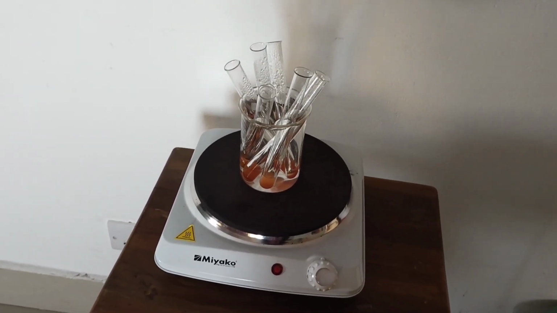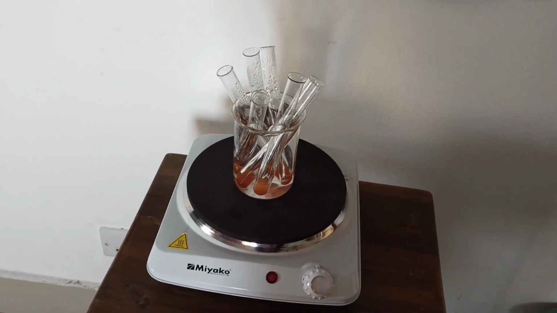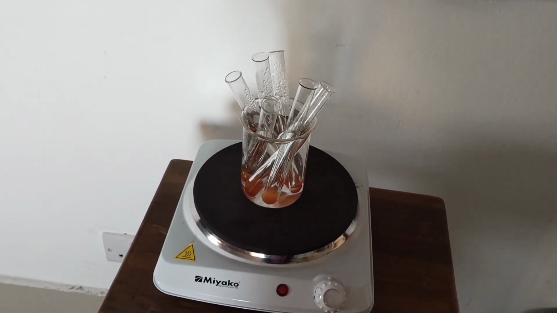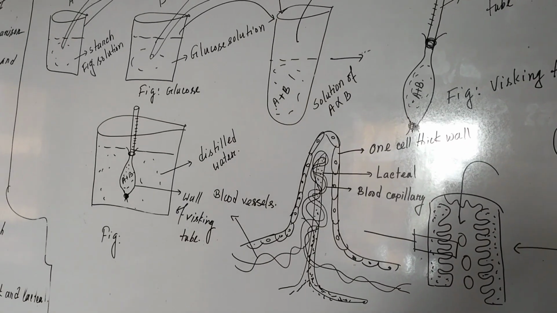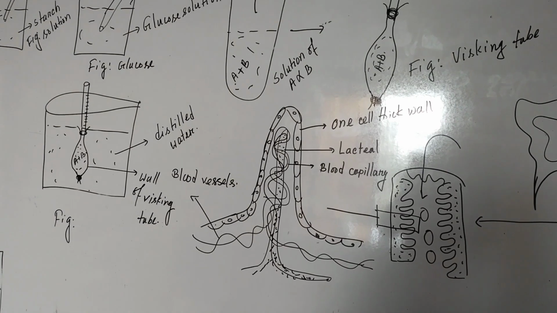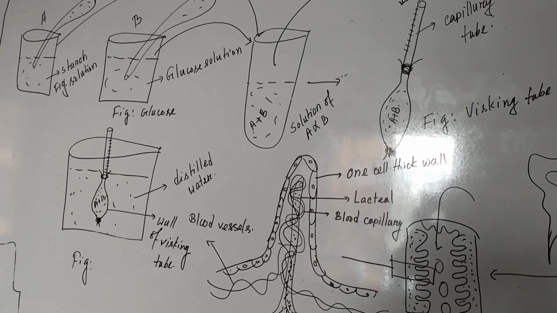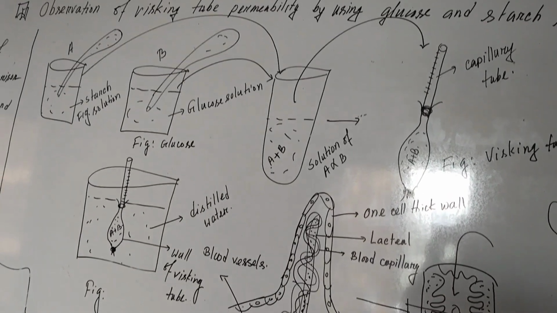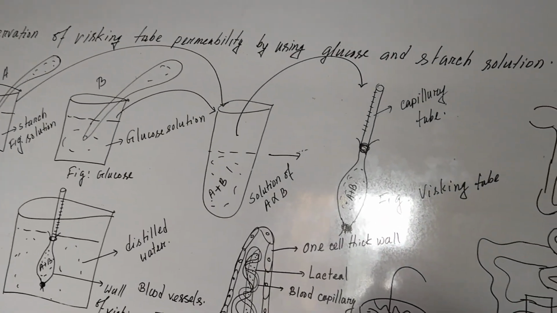Here the color changes from blue to brick red, that indicates glucose is present here. Movement of water molecules from higher water potential to lower water potential through a semi-permeable membrane. That's why the osmosis process happened in this experiment.